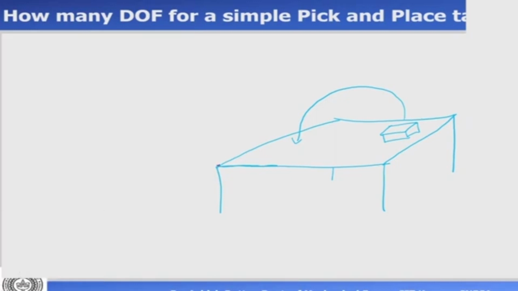So let me put the axis. This is my x-axis. This is my y-axis. Okay, and that's my z-axis. So 3 axes I'm putting there. Now when I'm saying that I need to go and catch this object, what does it mean?